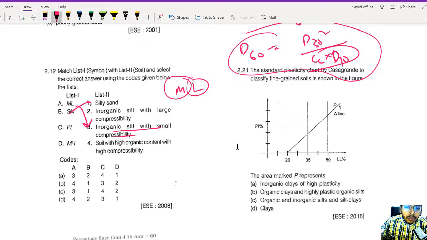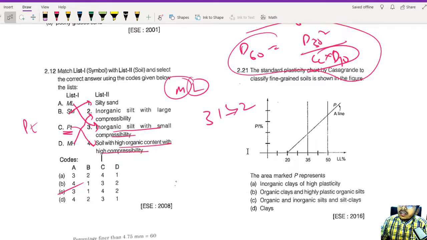Okay. So PT, we don't know PT. Have you studied PT? We will look at PT later. So MH. What is MH? MH stands for high compressibility silt. So what is high compressibility silt? You can see option 2, right? So you already know these three things. ML was 3, so you can write 3 1 dash 2. So 3 1 dash 2, you can see only option C. Obviously if 3 is matched, then obviously 4 will follow. So PT represents soil with high organic content with high compressibility. 3 1 4 2. Things are clear?